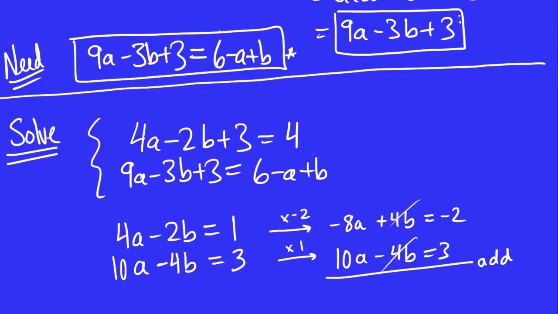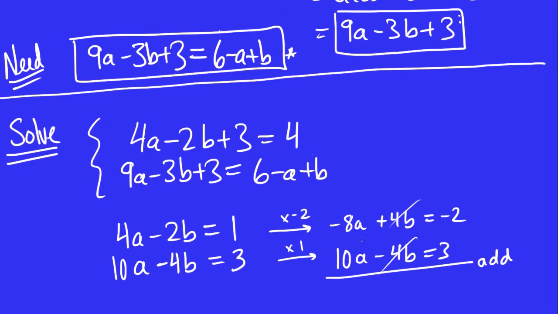If I would have multiplied by 2, I would have had a negative 4b here, and I would have had to subtract. That would have been perfectly fine as well. I prefer to add, though. I think it's a little bit more natural. So that's the reason I chose negative 2 as opposed to positive 2. If I would have chosen positive 2, I would have had to subtract. But I prefer to add, so I chose negative 2.